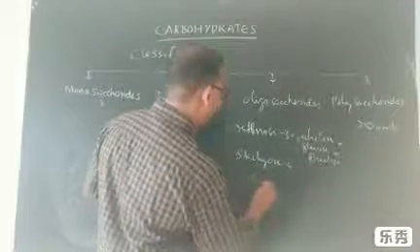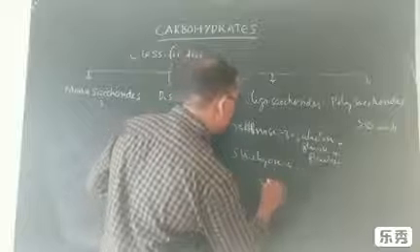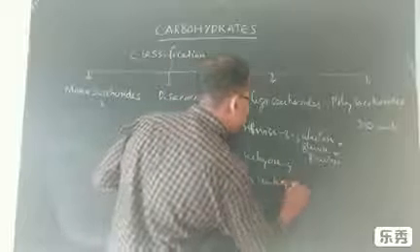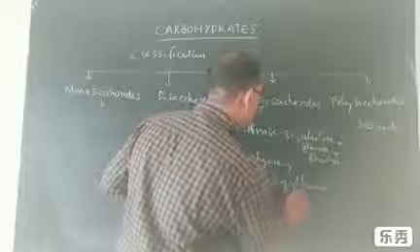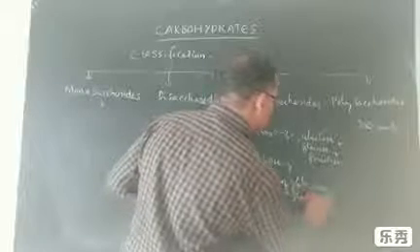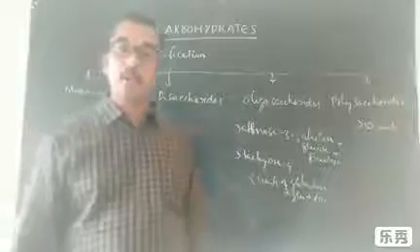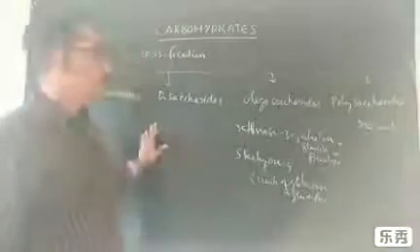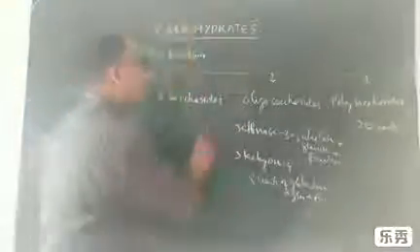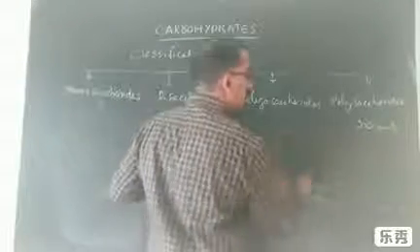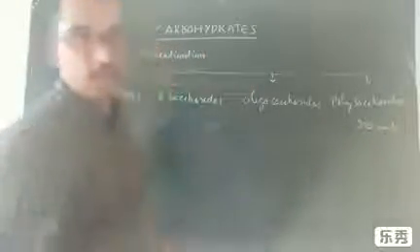Stachyose contains 4 monomeric units, that is 2 units of galactose plus 1 glucose plus 1 fructose. That is stachyose. They are the examples for oligosaccharides. Then coming to the polysaccharides. Polysaccharide means it contains more than 10 units of monosaccharide.